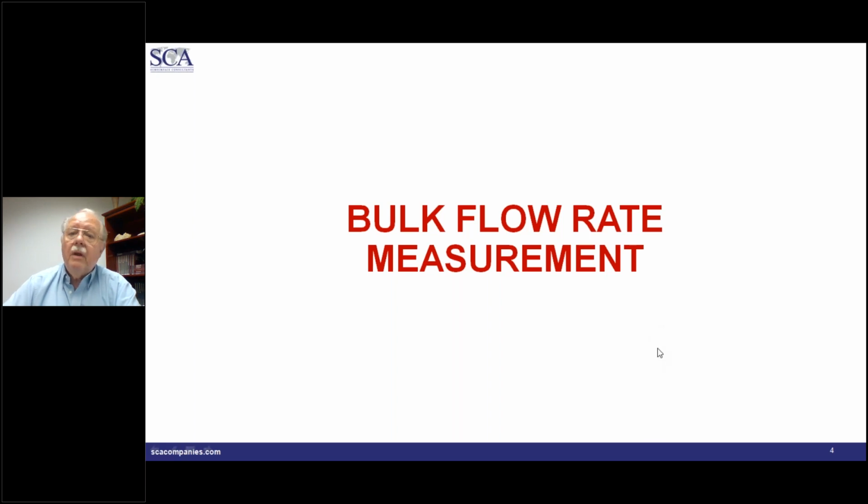Okay, first of all, when we run a PLT, we're looking for fluid entries downhole, and that means we're looking for the flow rates. But the process of making these evaluations is typically a two-step process. First of all, remember the PLT has a spinner flow meter on that tool. With that spinner flow meter, we evaluate the bulk flow rate of the flow.